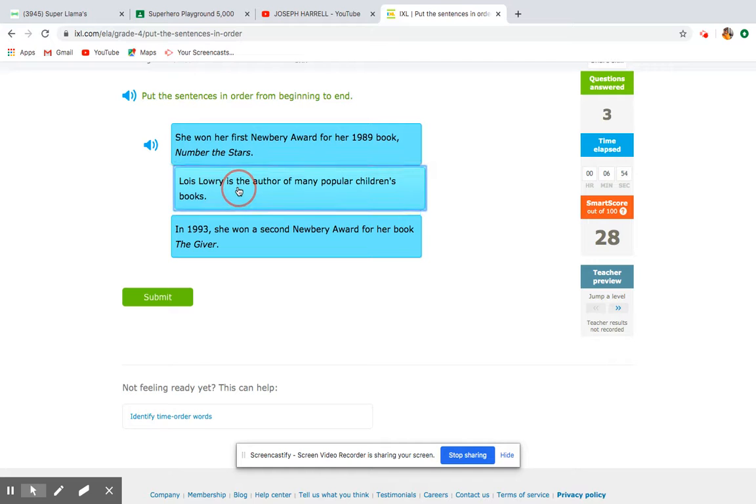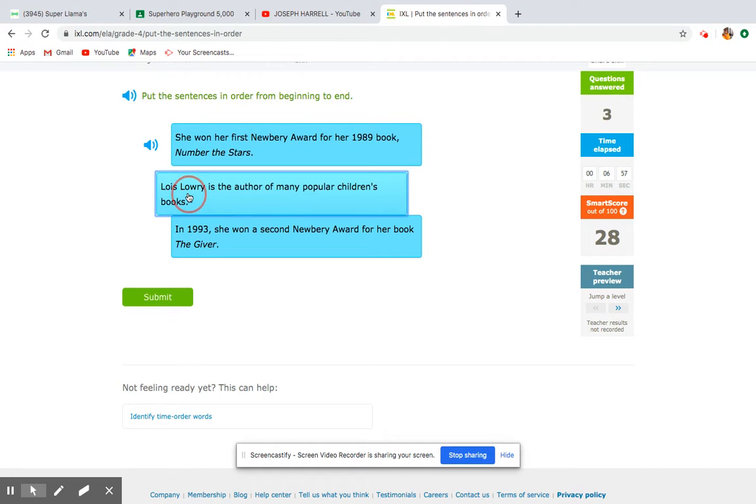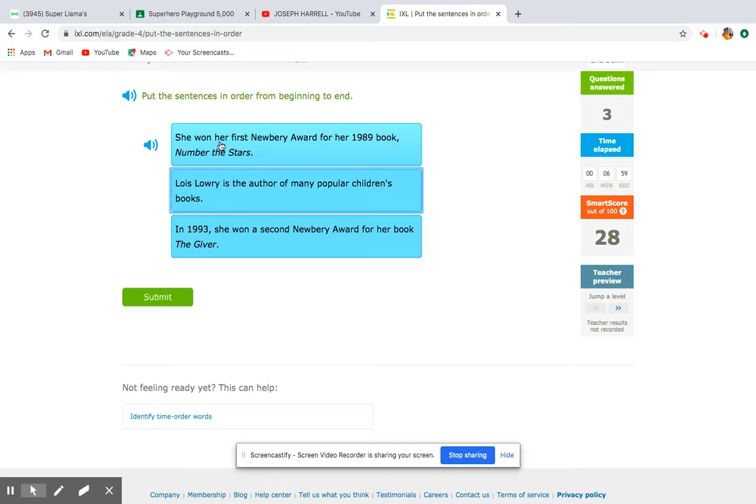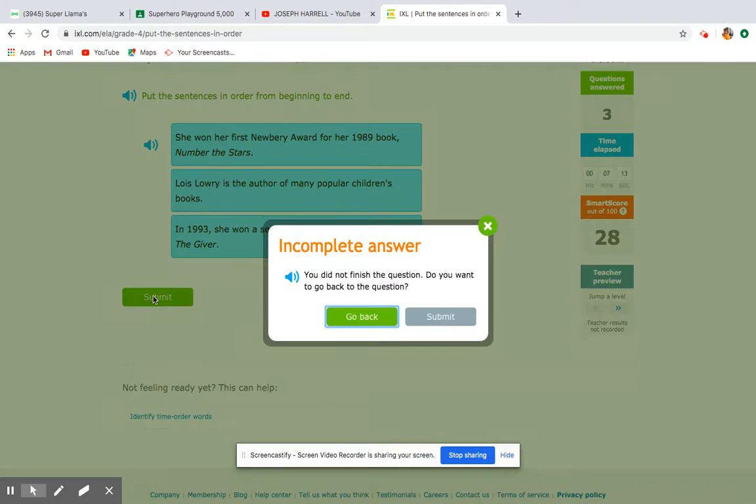Lois Lowry is the author of many popular children's books. And then it tells you about some of those books. The Number the Stars, The Giver. But the introduction would be, she's the author of many popular children's books. An introduction does not make sense in the middle, so I'm confident if I push submit, I'll get it wrong.